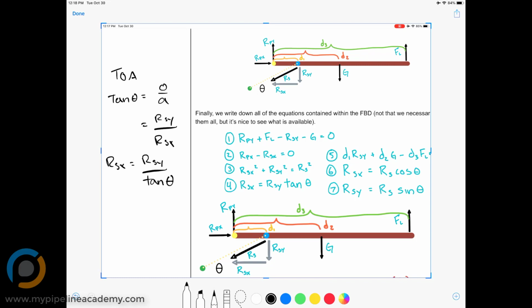So it looks like I may have done that one wrong. Because it's tangent times RSX equals RSY. Can you write the final one, please? How will it come out? Well, this is it: RSX equals RSY over tangent theta.